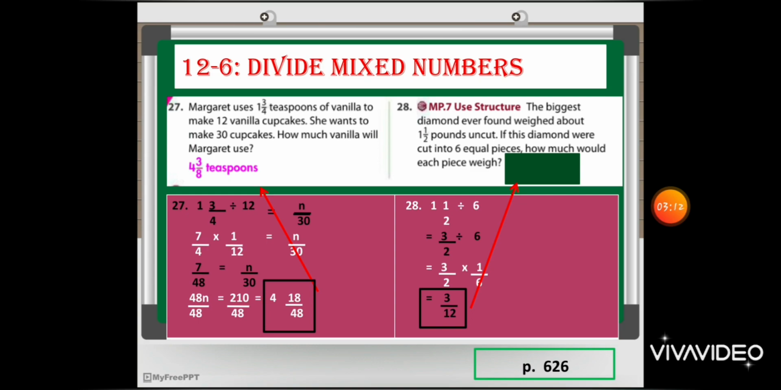1 times 3 will give us 3, and 2 times 6 will give us 12. Or we can rename it into 1/4. Is it easy? Well, you just have to follow the rules and you will easily get the answer for this kind of problem.